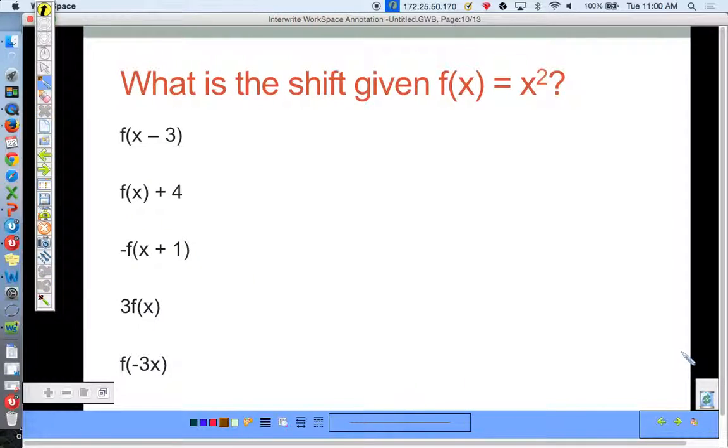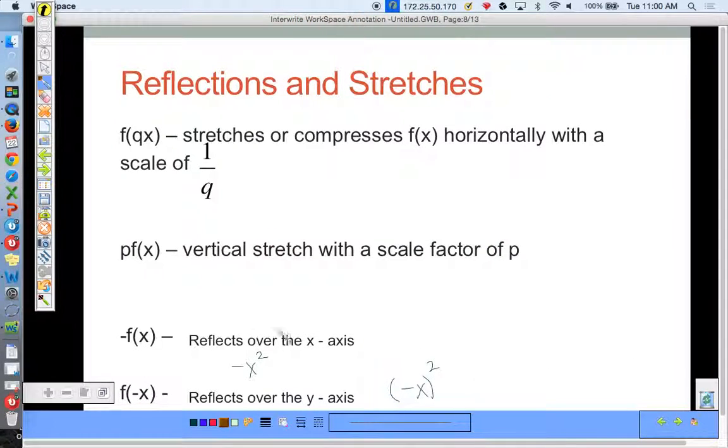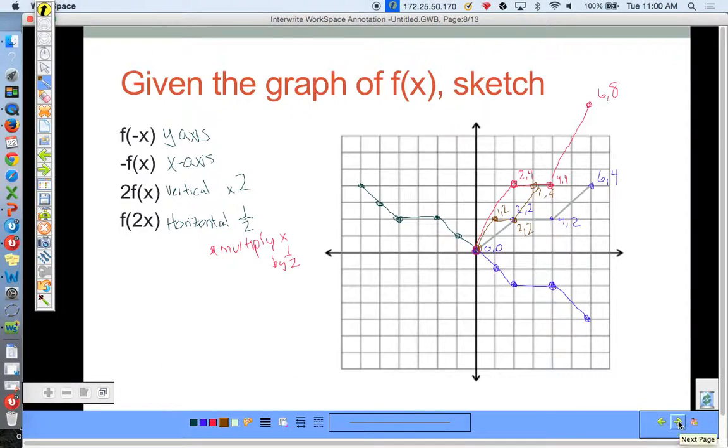Now, what is the shift given to x squared? -3. Well, that moves it to the right 3 because it's inside the parentheses. +4, that would move it up 4. +1 moves it to the left 1, and then we're taking the opposite of that y value, so that would be a reflect over the x. And if you're not sure, I always can go back here. It's on the outside, so it's a reflect over the x-axis.